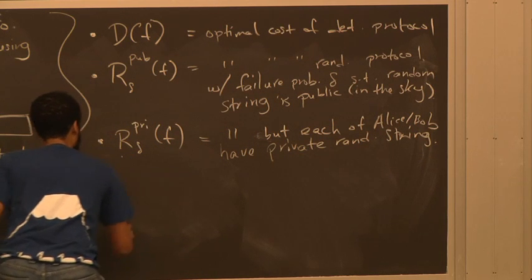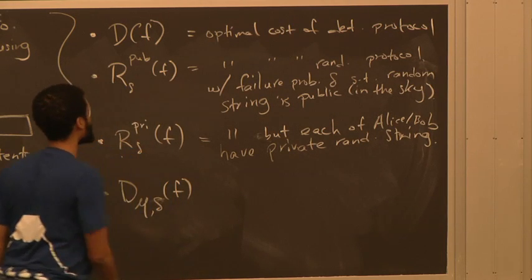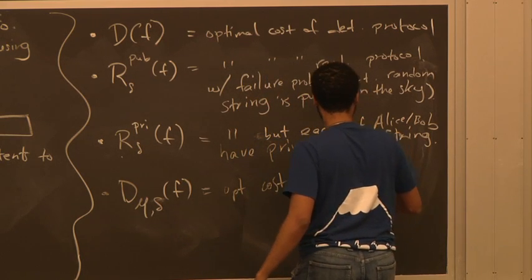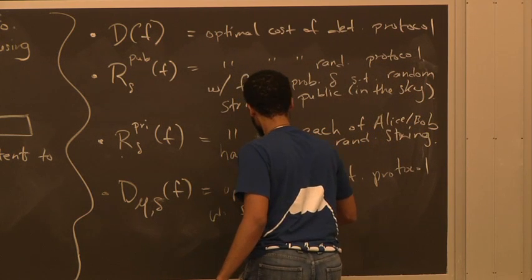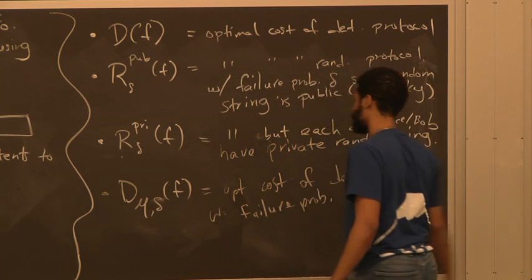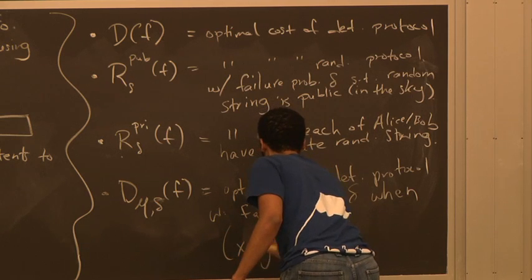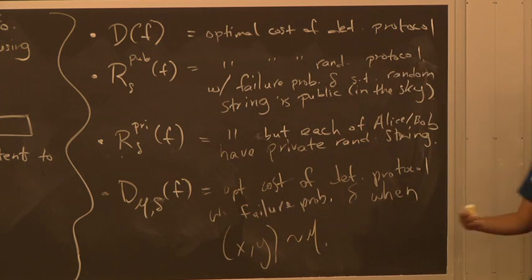And then there's also what I'll call the distributional complexity. This is the optimal cost of a deterministic protocol with failure probability delta when the pair (x, y) is drawn according to the distribution mu. So this is called the distributional complexity. You imagine the input is actually random. Questions about any of these definitions?